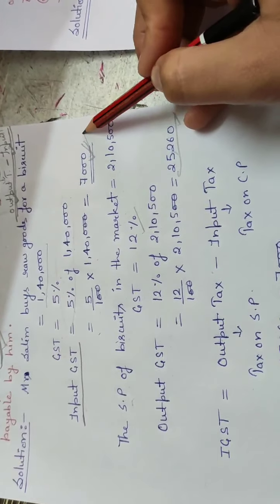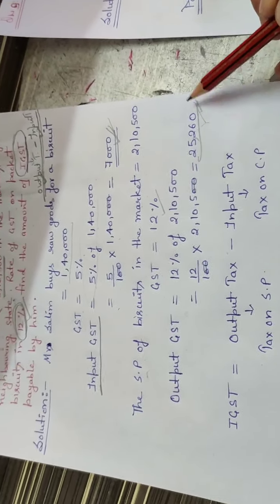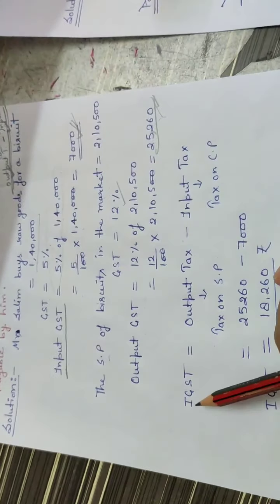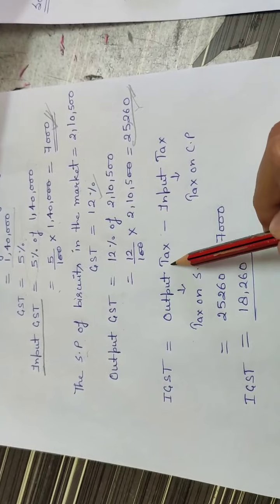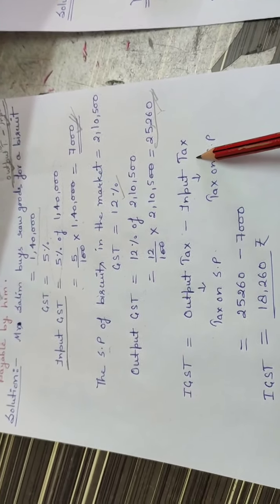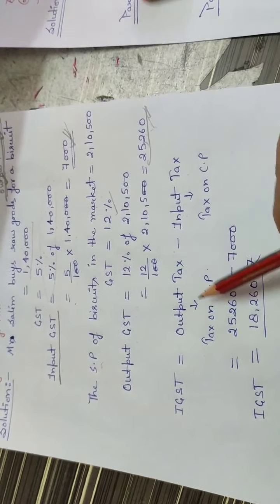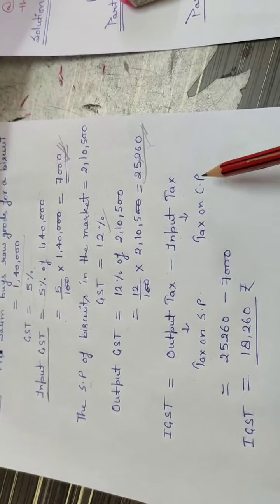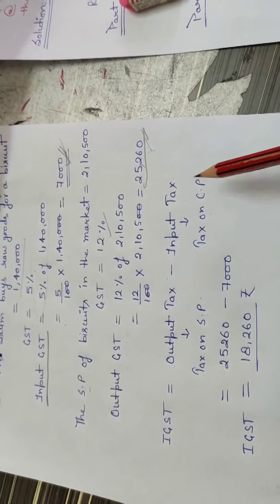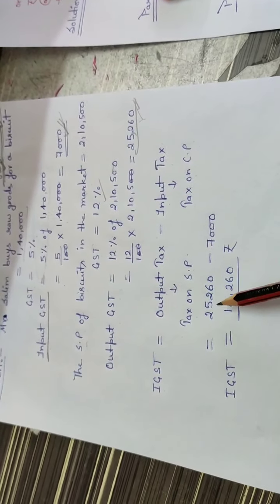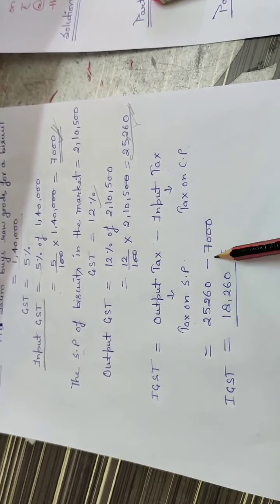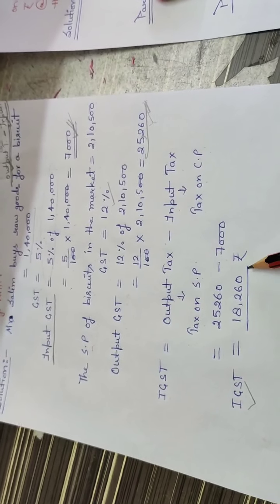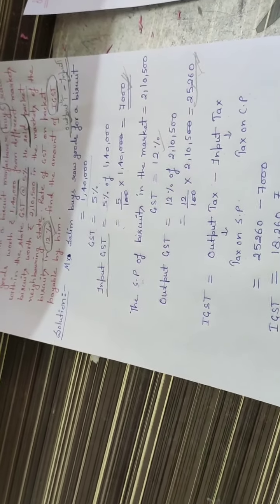You have found input GST and output GST, and you have to find the amount of IGST. According to the formula, IGST equals output tax minus input tax. Clear? Output tax is tax on selling price. Input tax is tax on cost price, cost price in the sense of when you are buying. So by putting the values of output tax and input tax, your IGST equals 18,260. Clear, all of you?